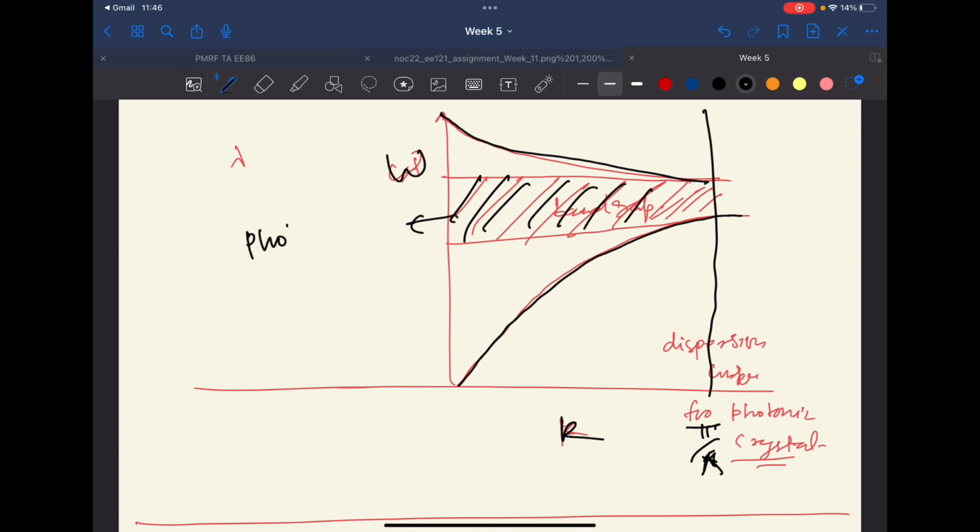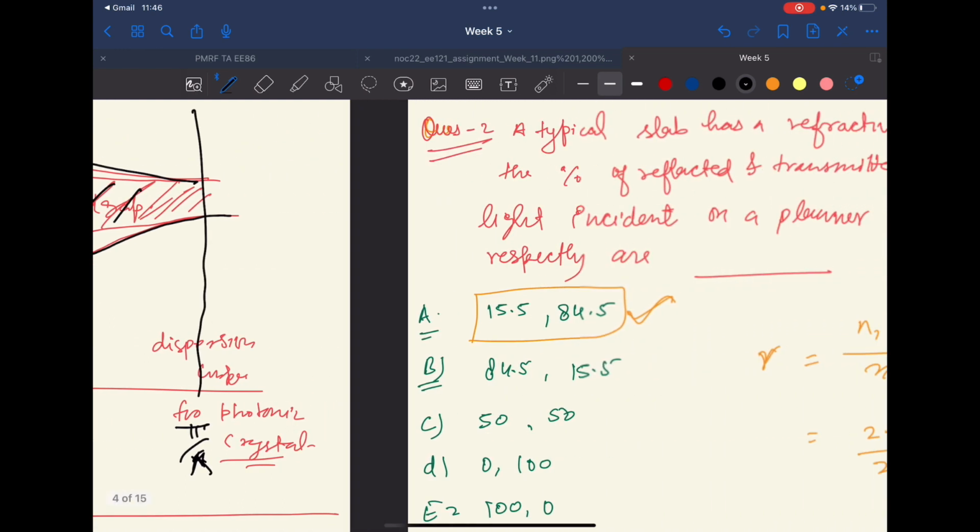That is called the photonic band gap. So this is the dispersion relation for a one-dimensional photonic crystal.